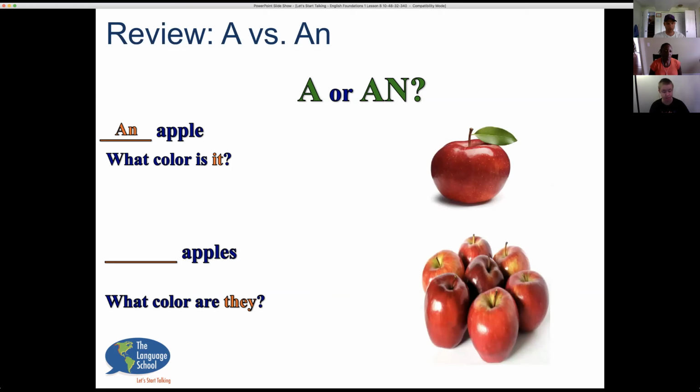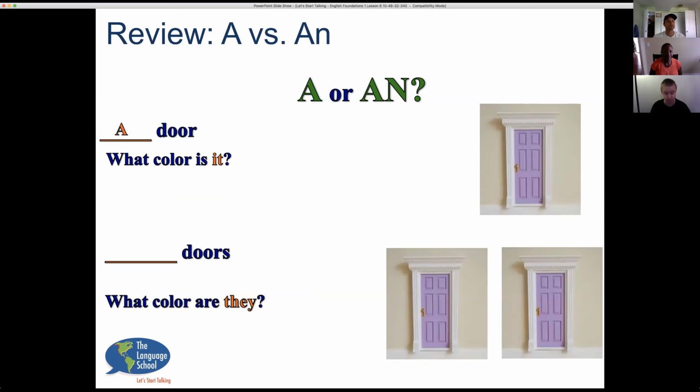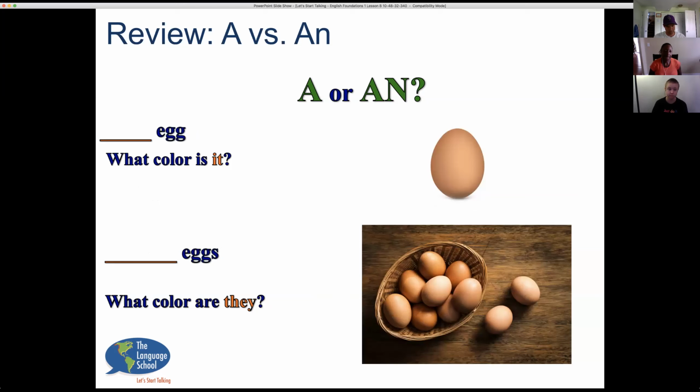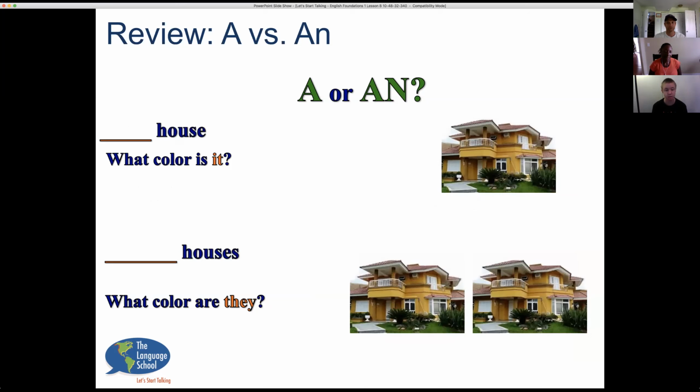An apple. What color is it? An apple is red. And some apples. What color are they? They are red. Good. A door. What color is it? A door is purple. Some doors. What color are they? They are purple. An egg. An egg is brown. We have some eggs. They are brown. A house. A house is yellow. Some houses. They are yellow.